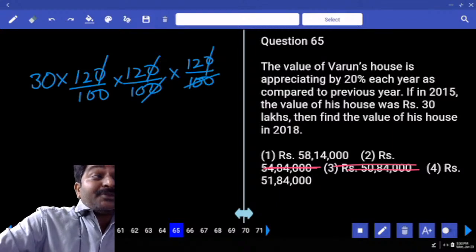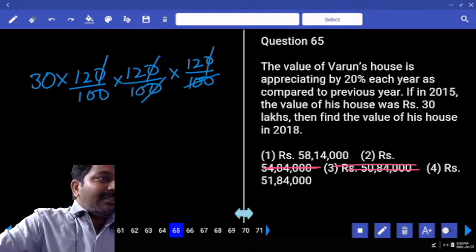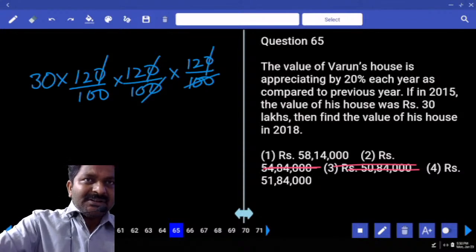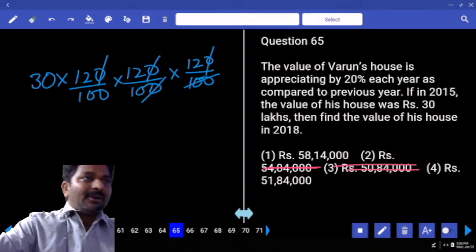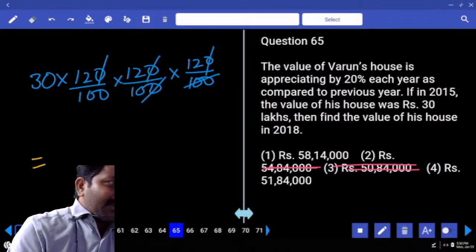Both the options are ending with 4000. Forget about the number of zeros. Both the options are ending with 4 only. So now what I do is, I don't want to concentrate on the number of zeros.